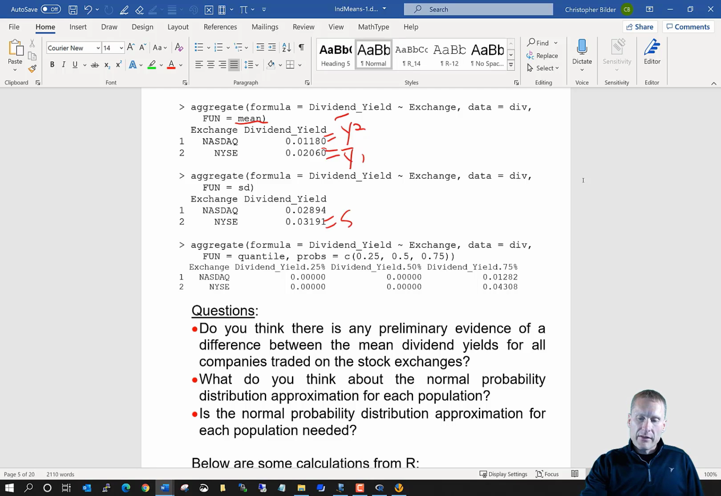Here are the sample variances. Notice that, or sample standard deviations, excuse me. Notice these are quite similar. And then also we can look at, let's say, some quantiles as well. The 0.75 quantile for the two, we can see New York Stock Exchange is much higher. But take a look at this. The medians are both 0. So again, quite a weird looking distribution for the sample.